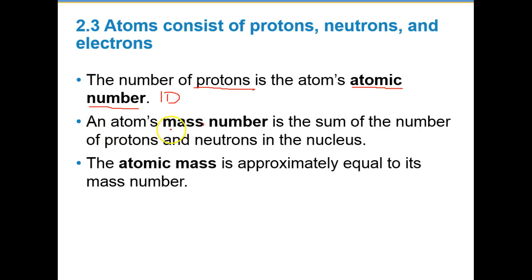Okay? An atom's mass number, so the number of protons is the atomic number. The mass number is the number of protons and neutrons, because although the neutron is neutral, it does have weight, more or less. So it has mass, and it provides mass to that nucleus. The atomic mass is approximately equal to that mass number. It's more or less the same, but it takes into account isotopes.